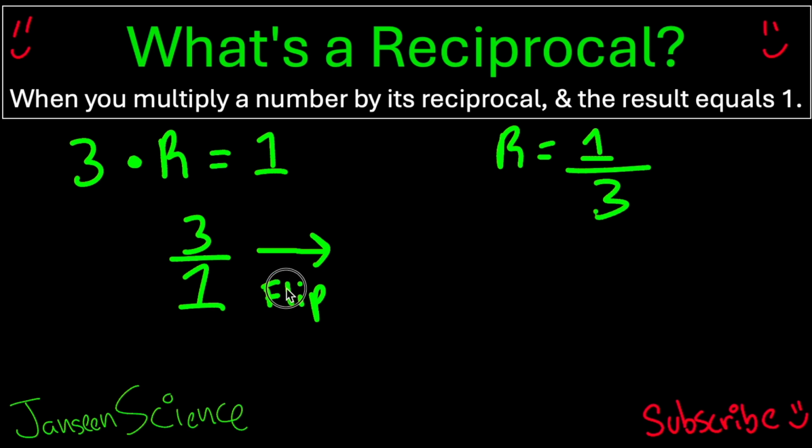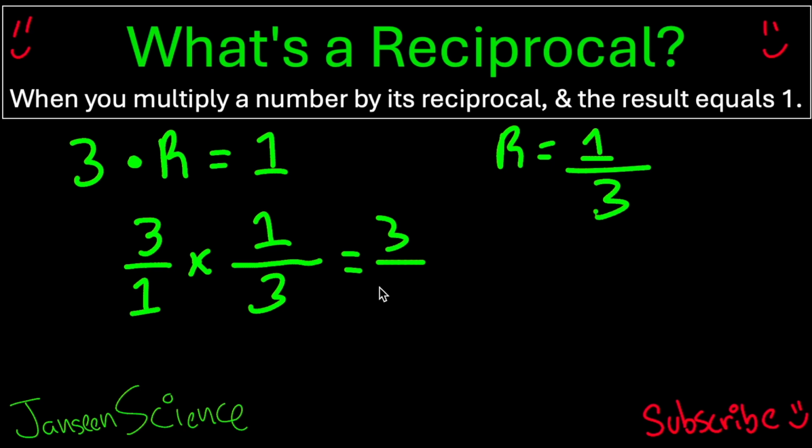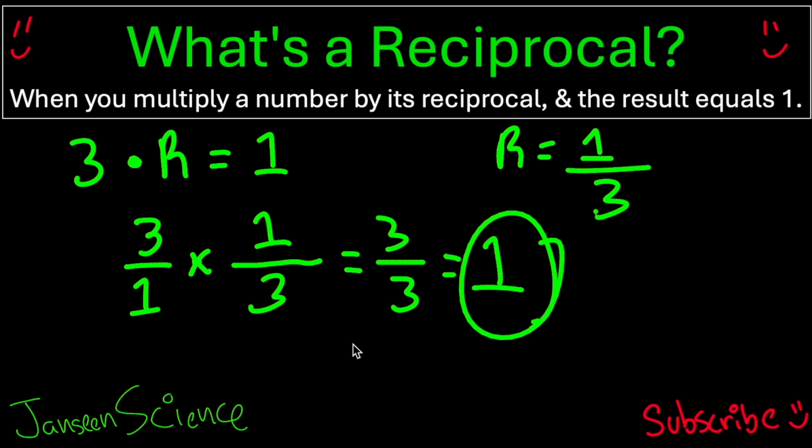And then let's test our problem and make sure it equals 1. So 3 over 1 times the reciprocal, which is 1 over 3, should equal 1. So 3 times 1 is 3. 1 times 3 is 3. And 3 divided by 3 is 1. So when you multiply these two numbers, the number and the reciprocal of that number, it equals 1. And there you go.